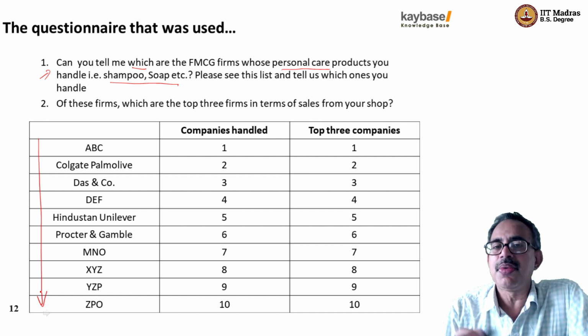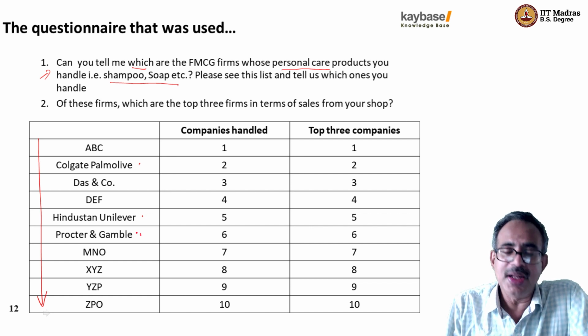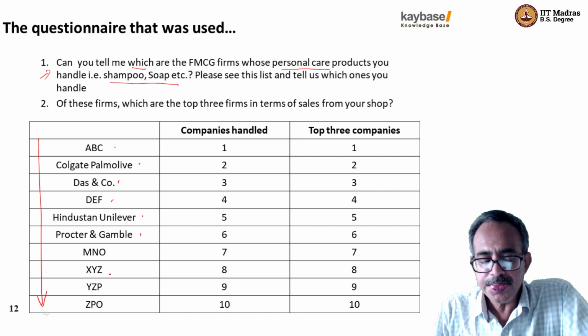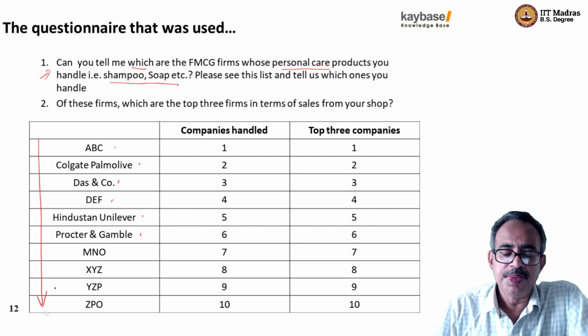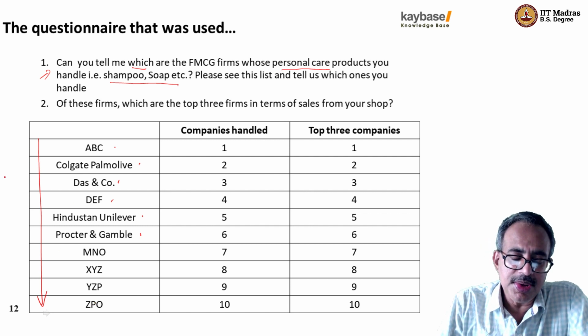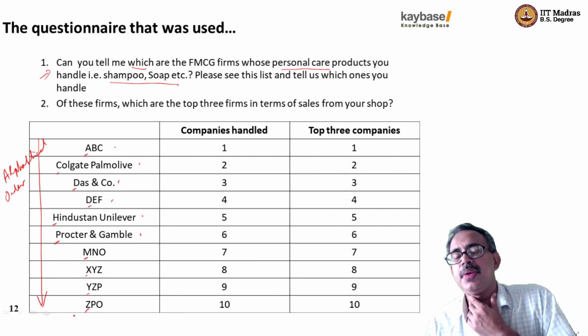So we are given some mix of real names like Colgate and Unilever and Procter & Gamble, and some hypothetical names like ABC and DAS and DEF, etc. Put on this list here. Go through this list carefully. You will understand that this list is in alphabetical order. Right? A, C, D, D, H, P, M, X, Y, Z. It's an alphabetical order. Why?